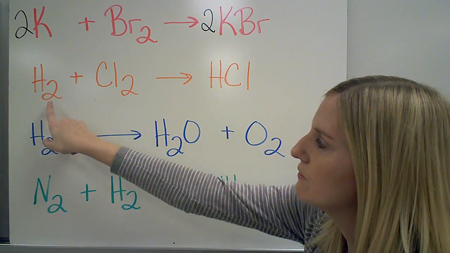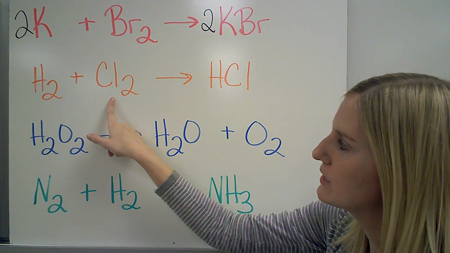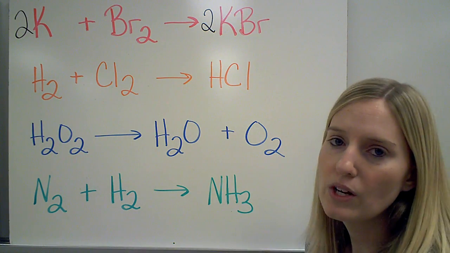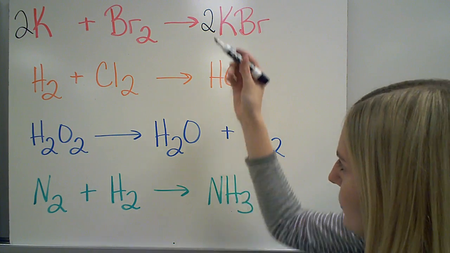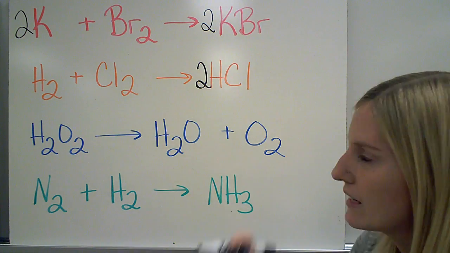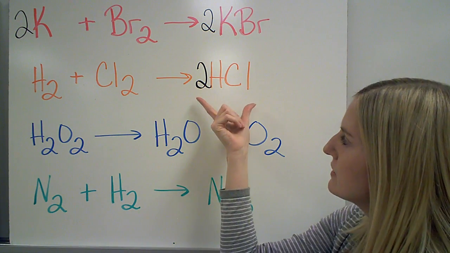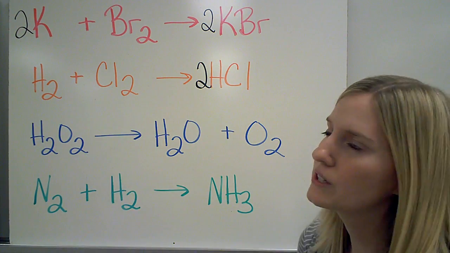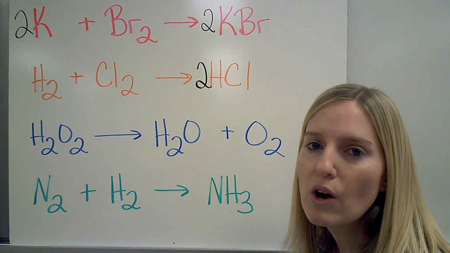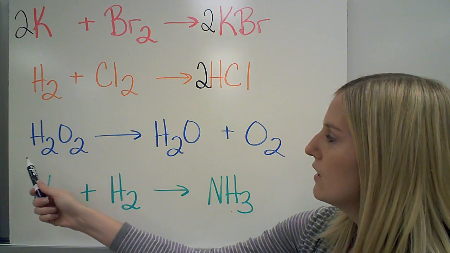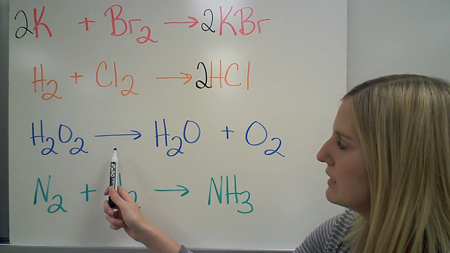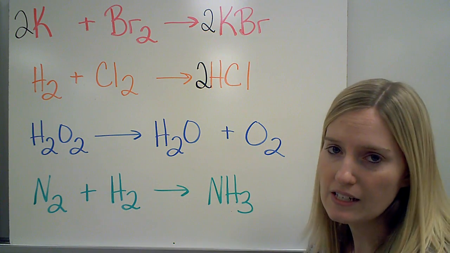Our next one, I have 2 hydrogens, 2 chlorines on my reactant side. On the product side, I only have 1 hydrogen and 1 chlorine. So if I want to fix that, I can just put a 2 there. So I see I have 2 hydrogens, 2 hydrogens, 2 chlorines, 2 chlorines, and that one was fixed with just 1 coefficient.